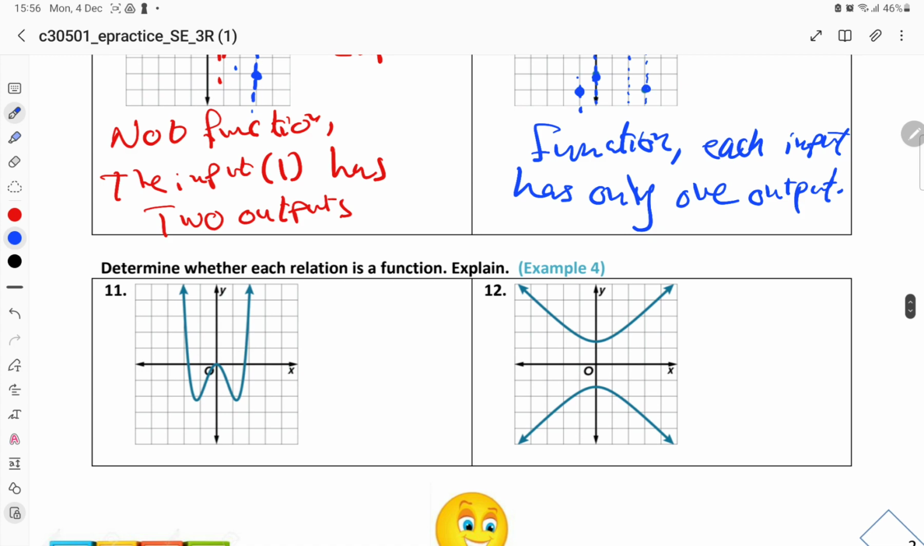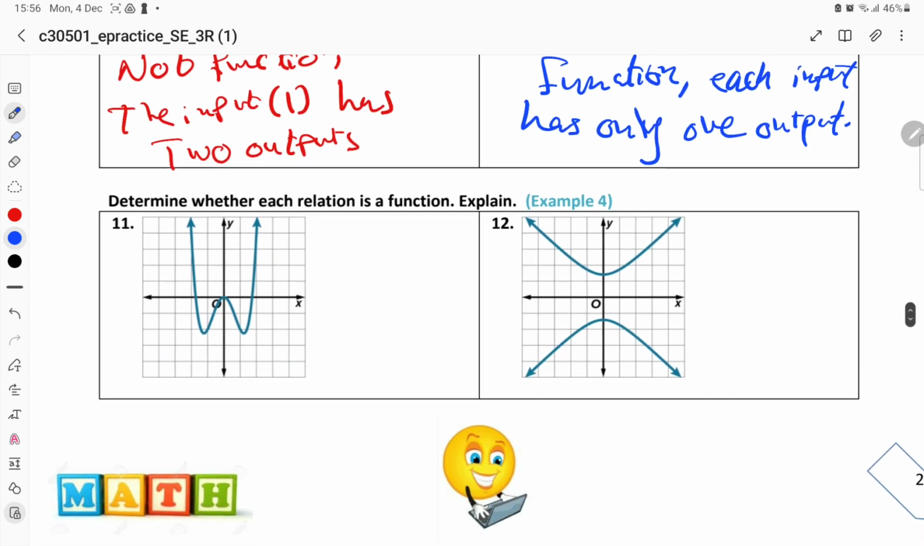Very good. The last two questions here in this section. Again, I just use the vertical line test. Imagine that you have a vertical line like this. Where does this blue line hit the other blue line? Look, in 1 point. Imagine any other line like this. It will only hit in 1 point. So it is a function. Why? Each input has only one output. We'll just write the same sentence.